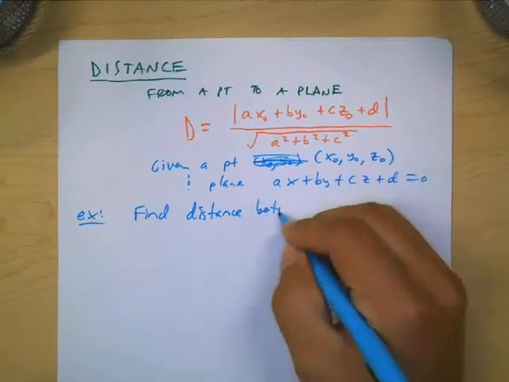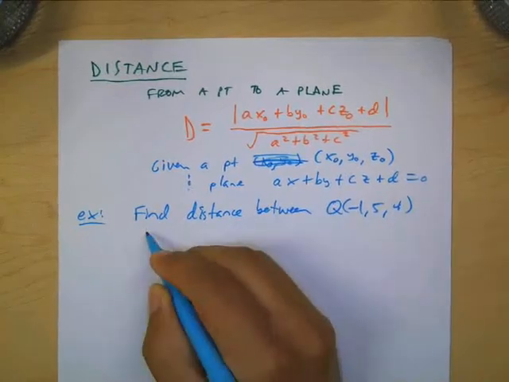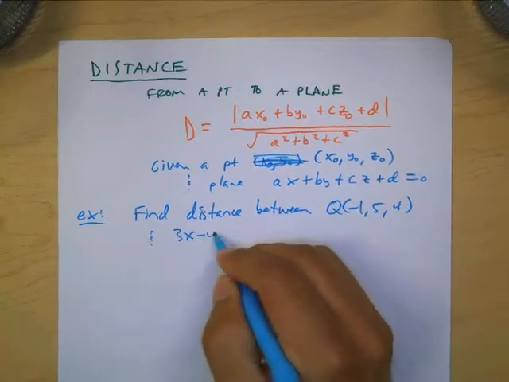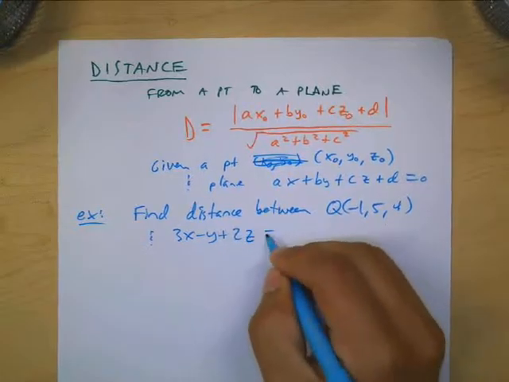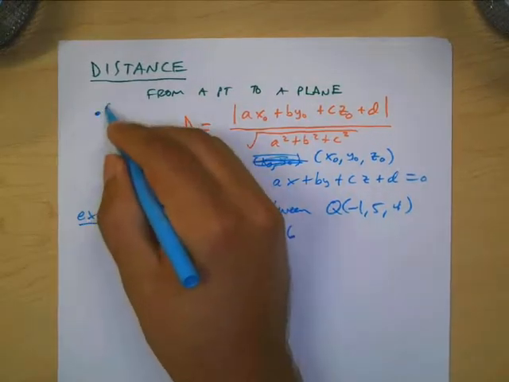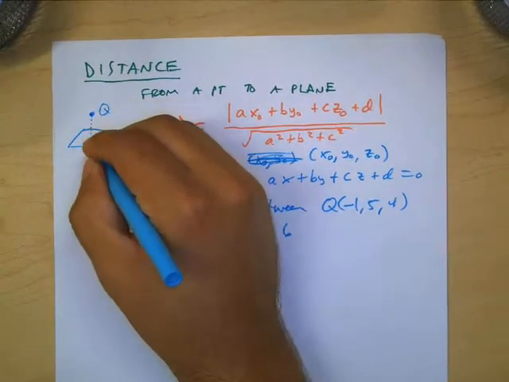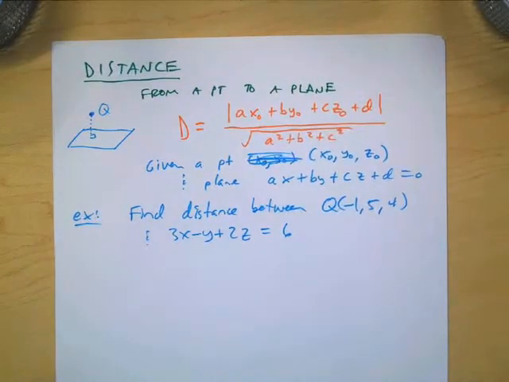So let's say we want to find the distance between point Q, which is at -1, 5, 4, and the plane 3x minus y plus 2z equals 6. And if you're a visual person, we have a point, right, and some plane. And what we're doing is finding that distance here. Okay?